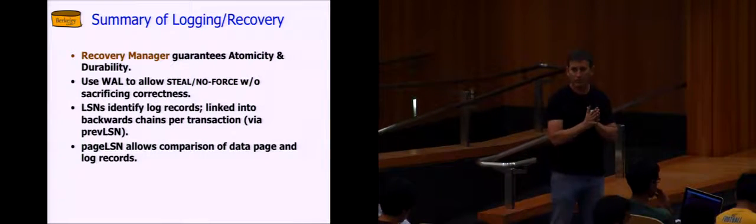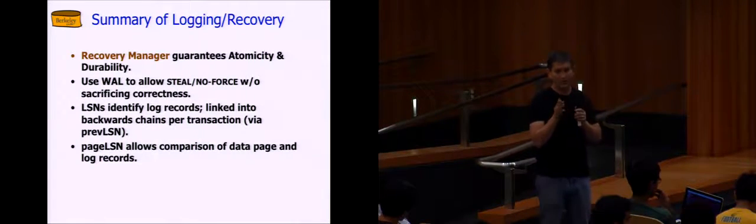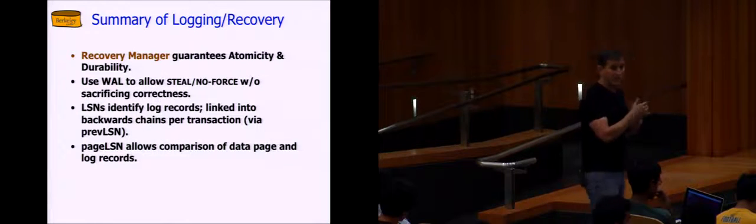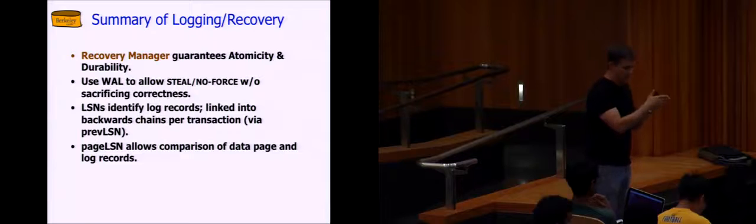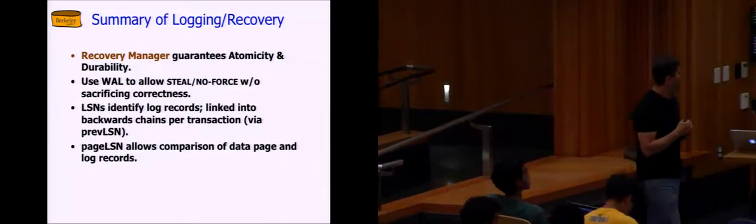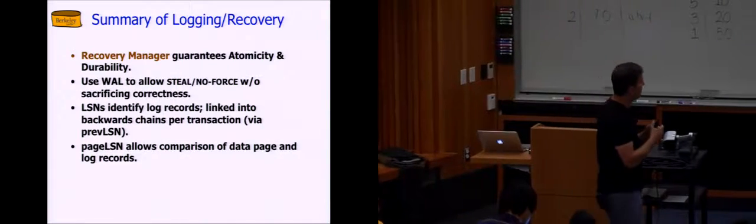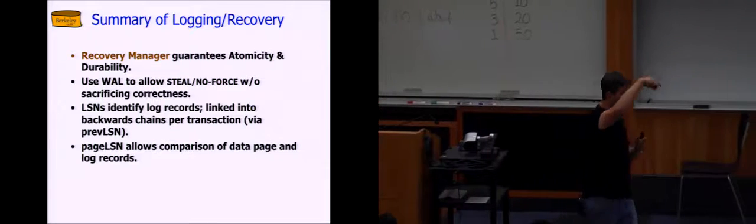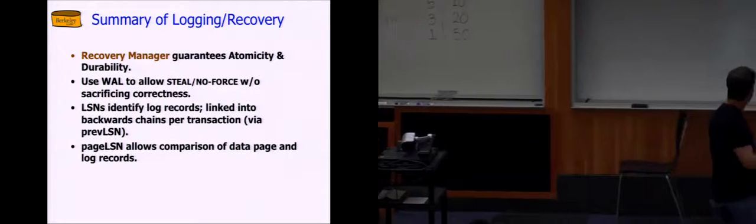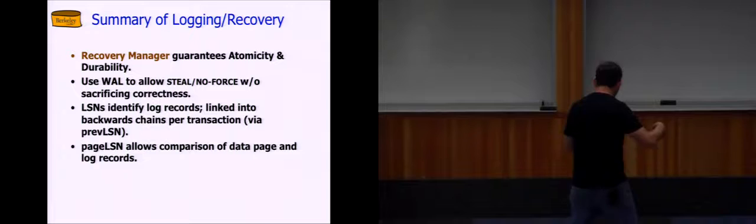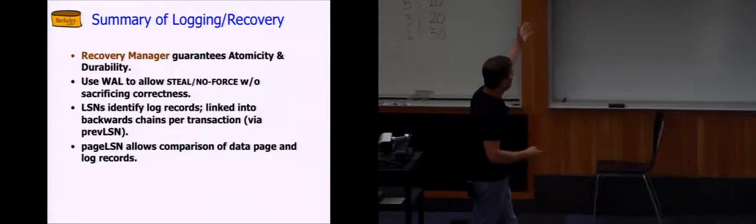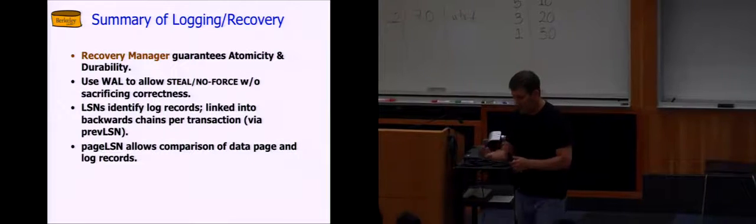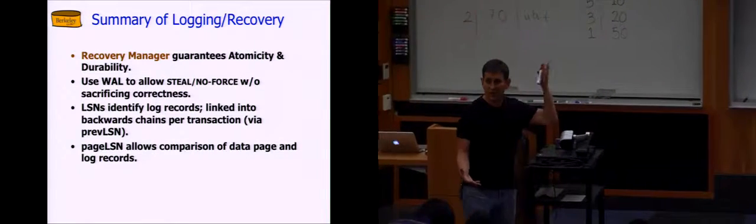There is one true notion of order of updates in time in the database, and it's the log sequence numbers. Everything is keyed on this order of execution in history. LSNs identify the log records. They're linked into backwards chains per transaction to give us the history of each transaction. That's what the prev LSN is for, and it lets me do my dance during undo. And the page LSN allows me to compare data pages with history, with the log.